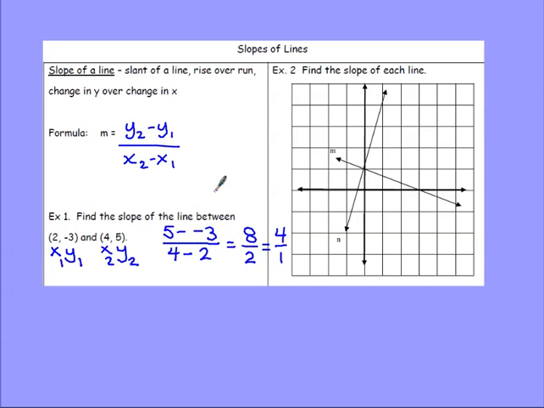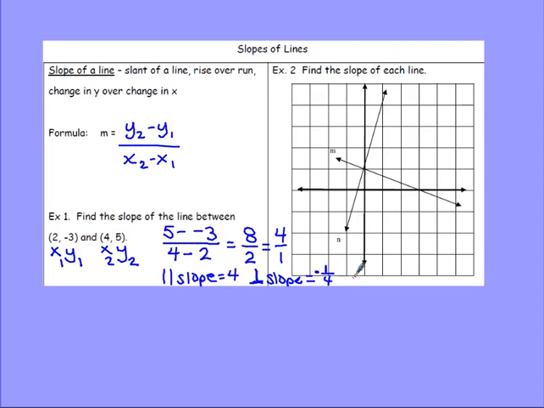So the slope of a line that would be parallel to that would also just be 4. And then perpendicular would be flipped, so 1 over 4, and then opposite signs. So the original one was positive, so this is going to be negative.